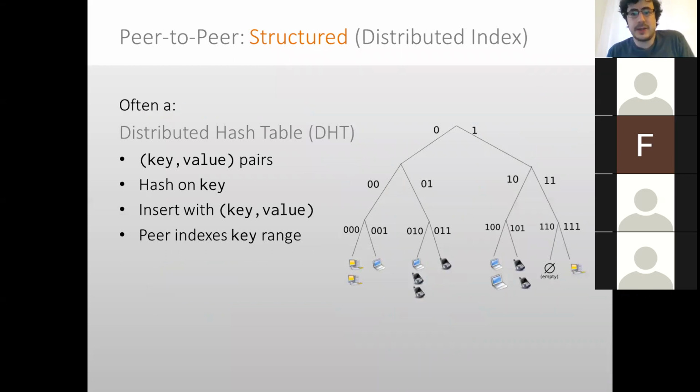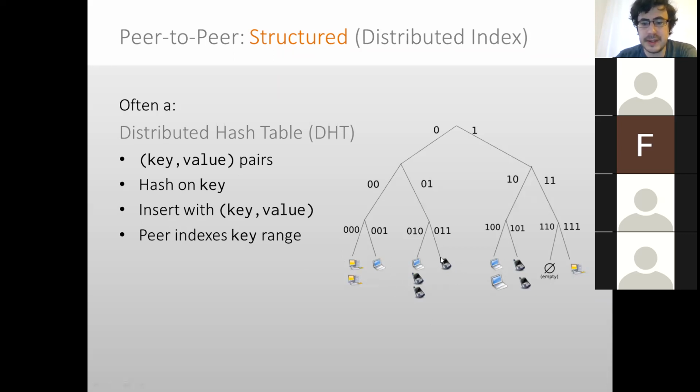Another option is structured but distributed. There is a structure called a distributed hash table, a DHT, that is sometimes used in peer-to-peer systems. The idea is a classical hash table idea where we have keys and values. So a distributed hash table, distributed dictionary, however you'd like to call it. We perform a hash on the key, and then we can do insertions with the key value. The idea is that different peers are assigned different ranges of keys.